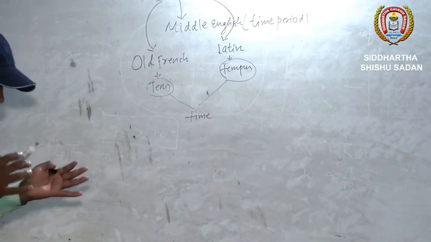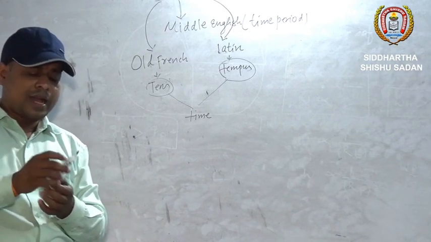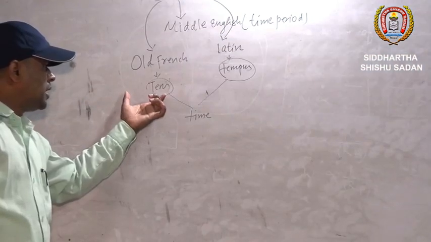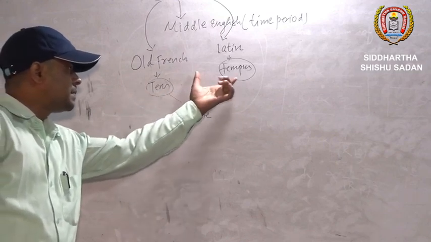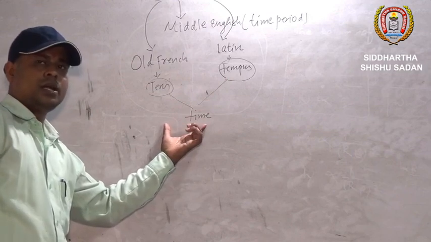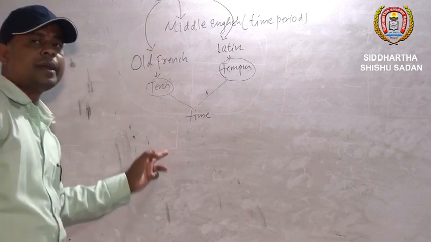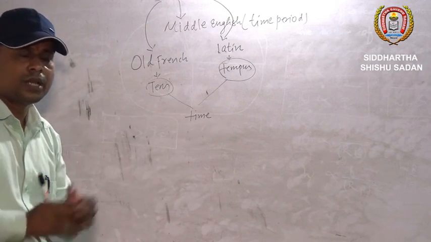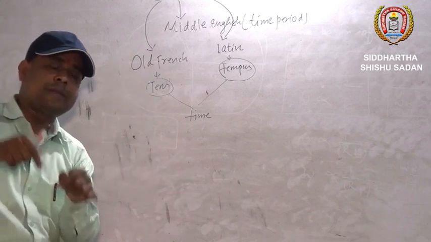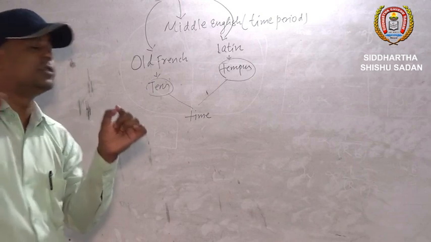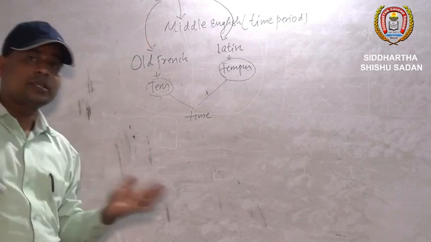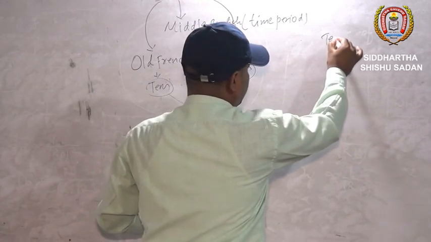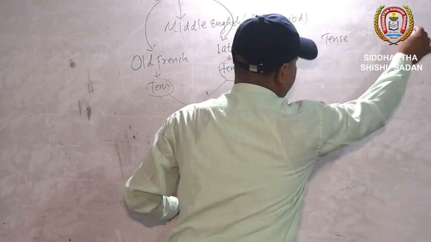Okay. So, what is tense now? If I ask you, dear students, the meaning of tense was time and the meaning of tempus was time. Therefore, we can say that tense has come from time. But tense and time are different. Although tense has come from time, there are differences between tense and time. What are the differences? Okay, let's see over here.